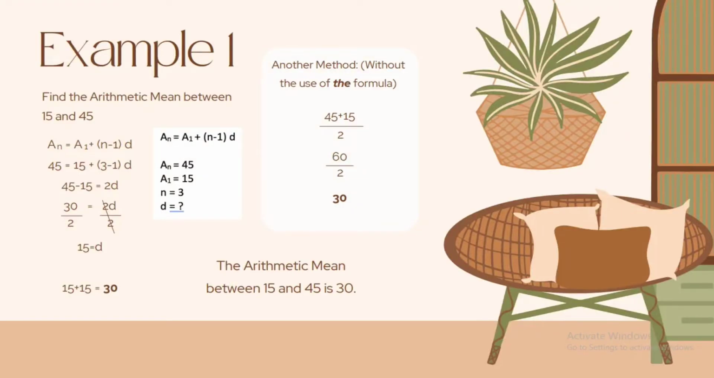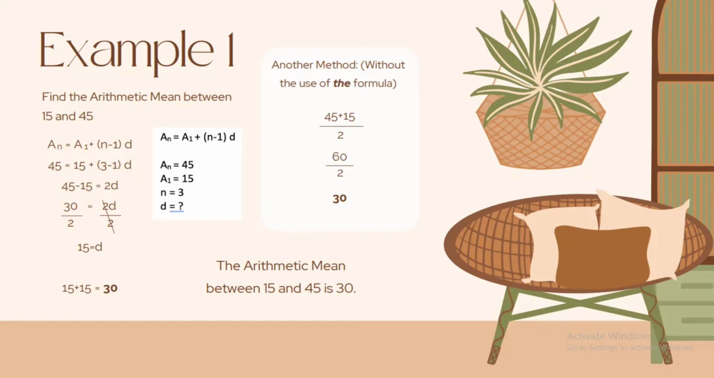For this part of the presentation, we are going to be diving into the different examples and finding the arithmetic means. So for example 1, we have: find the arithmetic mean between 15 and 45. I'm going to be showing you two methods for the first two examples. So for the first method, we are to use the formula a sub n is equal to a sub 1 plus the quantity of n minus 1 times d. We are going to be substituting the values that I have here on the list. A sub n is equal to 45, or the last term. A sub 1 is equal to 15, or the first term. N is equal to 3, and d is what we are going to be looking for.